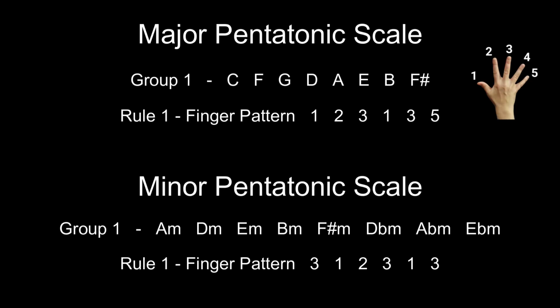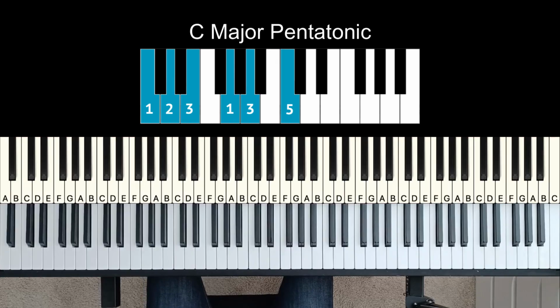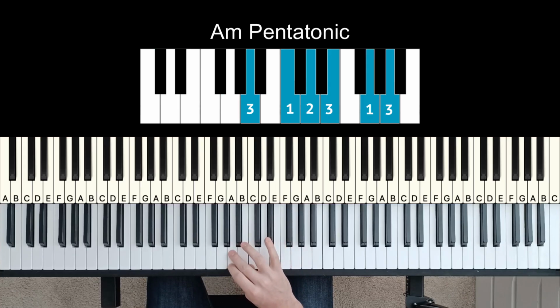So for the minor pentatonic, you'll practice in this order: A minor, D minor, E minor, B minor, F sharp minor, D flat minor, A flat minor, and E flat minor. You just start and end with finger 3 on the relative minor, which is 3 half steps down. So I like to start with my hand position in the key of C, and then I find my relative minor from there. So my thumb is on C, and then I count back 3 half steps, 1, 2, 3, and now I have my A minor pentatonic scale.